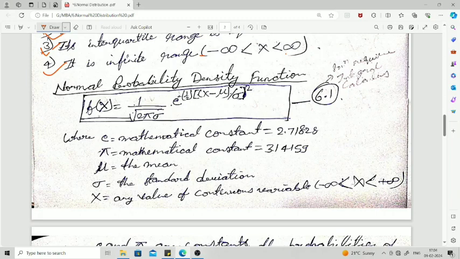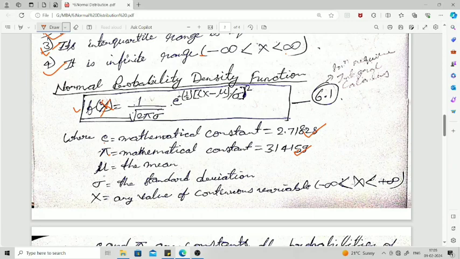So here f(x) is the function of x. If we need to find the probability density, then we can use this, and that equals 1 by square root of 2 pi, times this function. Here e is a mathematical constant, and pi is again a mathematical constant; the values are already given here. So for e you have this value, for pi you have this value.